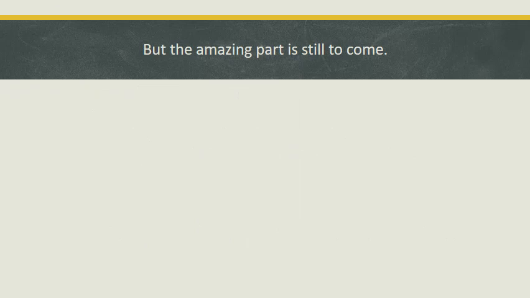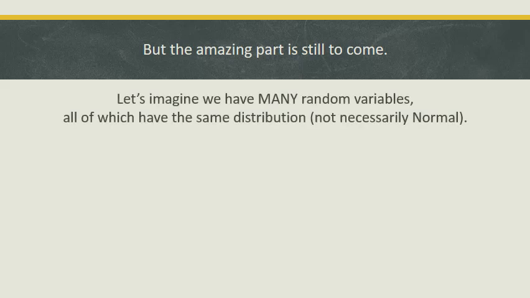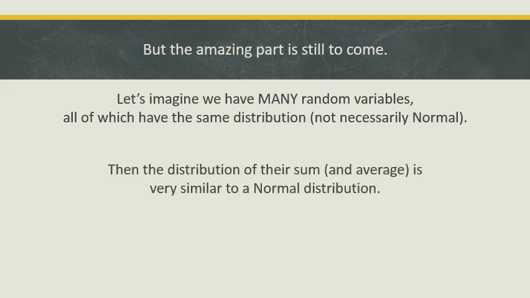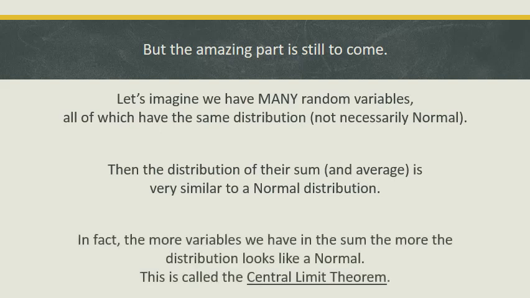But there's more. The title of the video is the central limit theorem, and that's what I'm going to talk about next. This theorem applies if you have many random variables that all have the same distribution, which may or may not be normal. If the variables are all independent, then the distribution of their sum is approximately normal. And the more variables you have, the closer the approximation will be. This result is called the central limit theorem, and it's a pretty amazing thing.